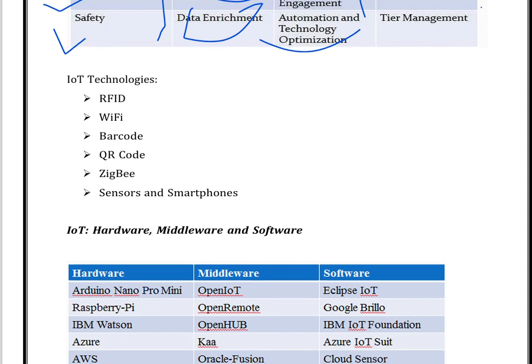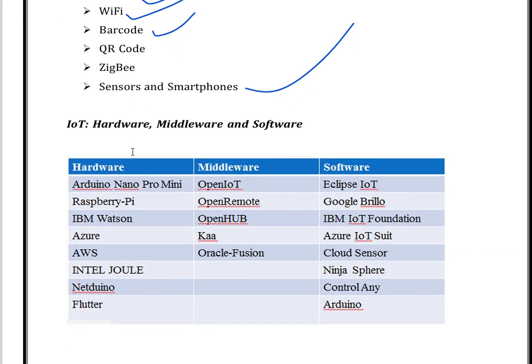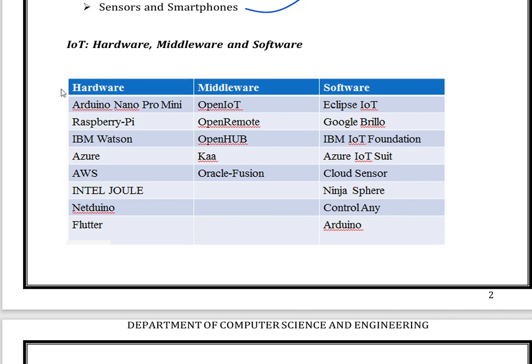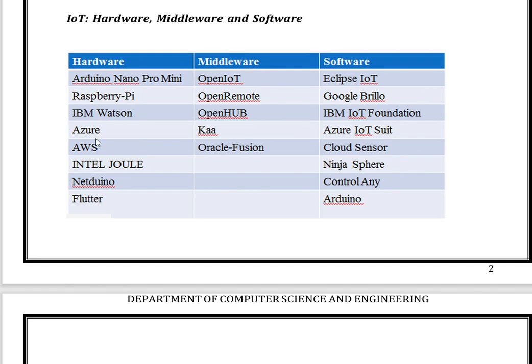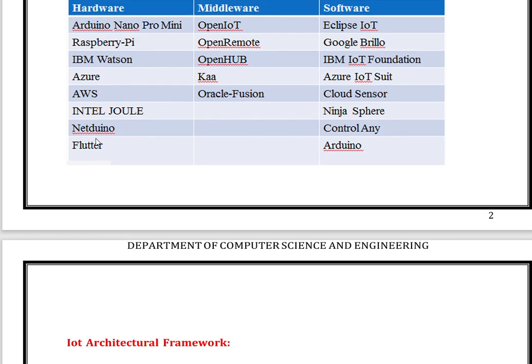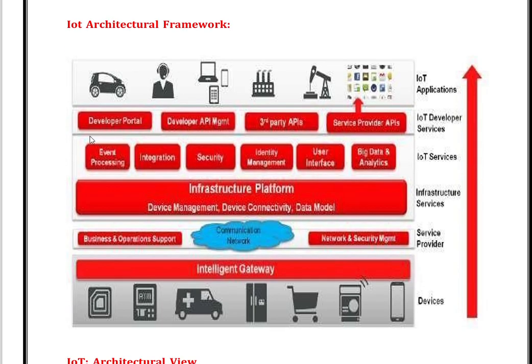There are some tools and technologies we use in IoT, such as RFID, Wi-Fi, barcode, QR code, Zigbee, sensors, smartphones. These are nothing but technologies we use in IoT. So you can see Arduino, Raspberry, Azure, AWS, Intel. Let's see about IoT architecture.